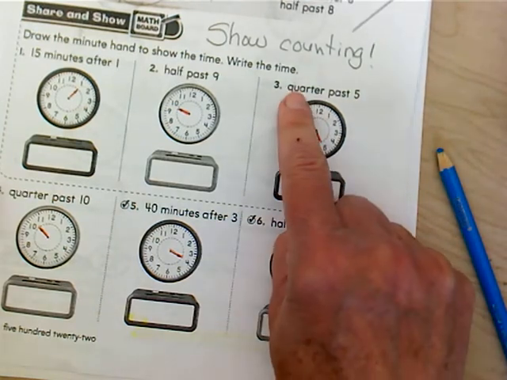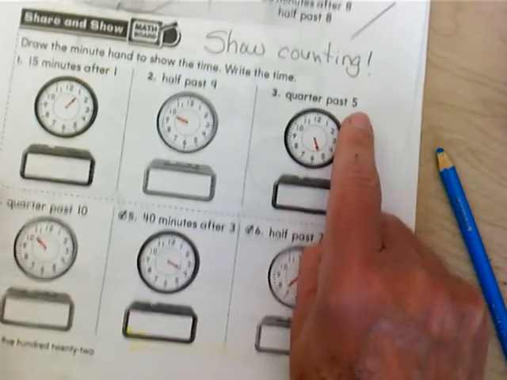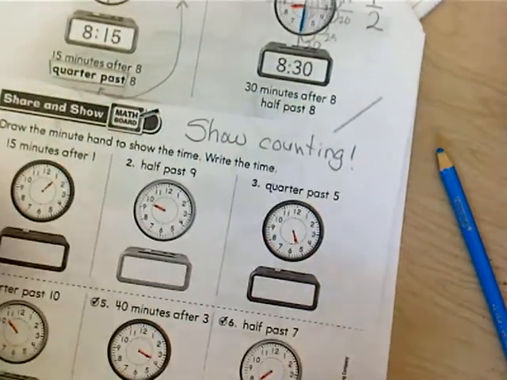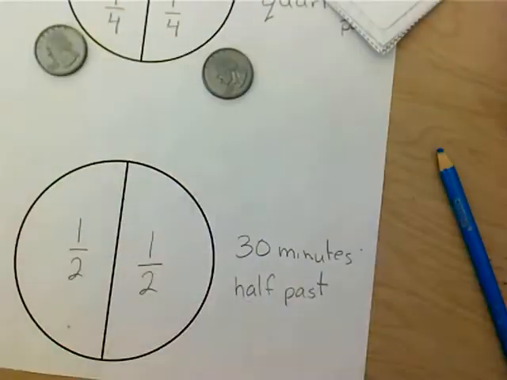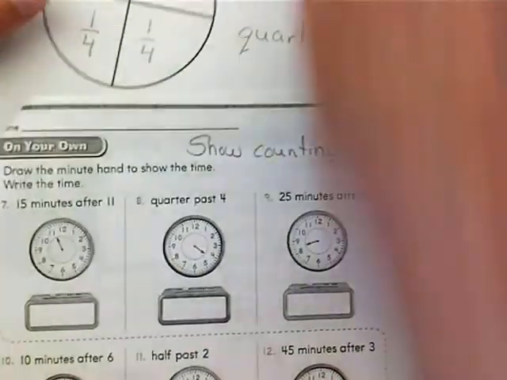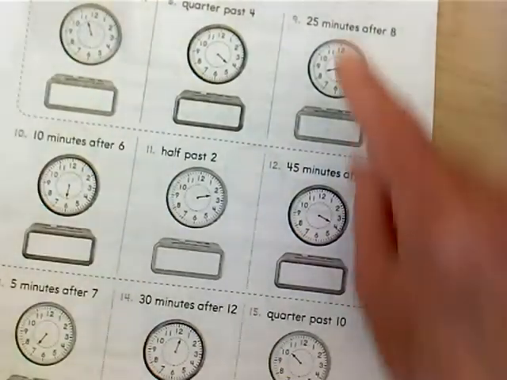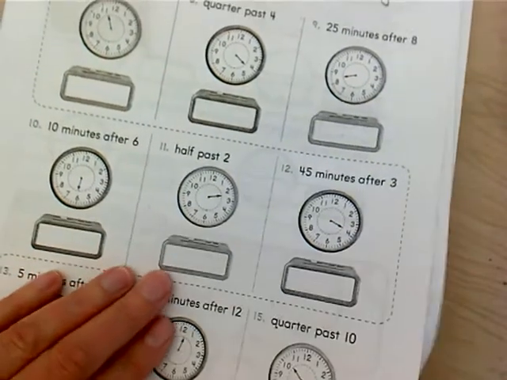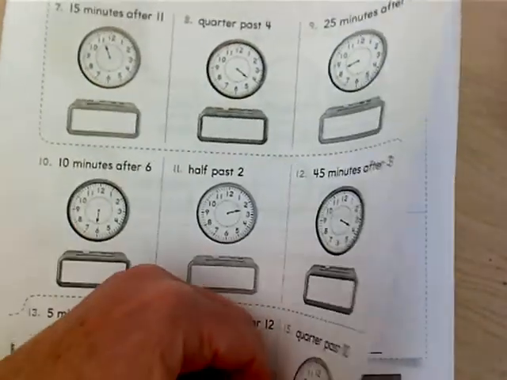And this one says 5:15. Well, we just talked about what that looks like. I think you should be able to figure out that that is 15 minutes past. Then I'm going to move my quarters because they're still sitting here. So you're going to do the same thing on all of these clocks, as we just did on the other page.